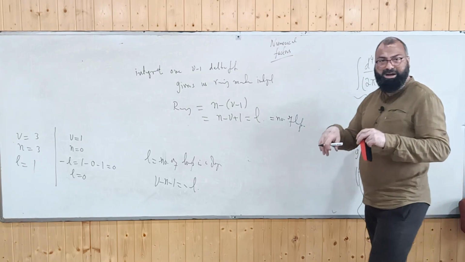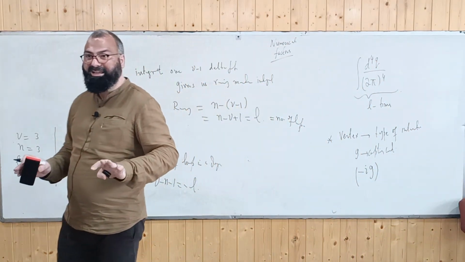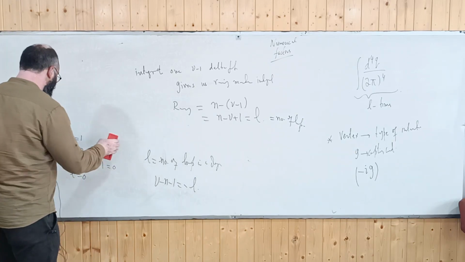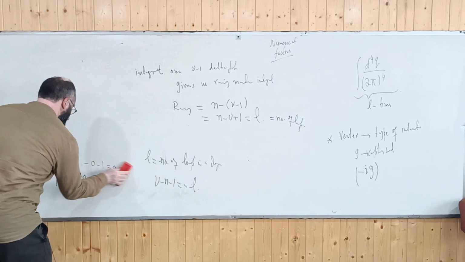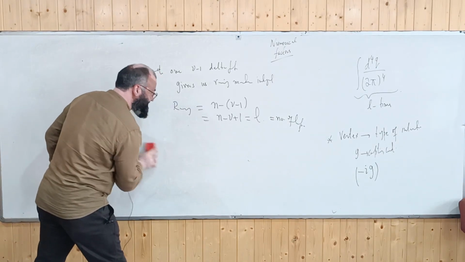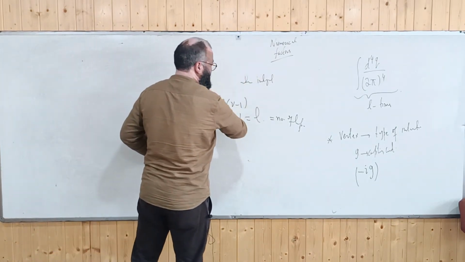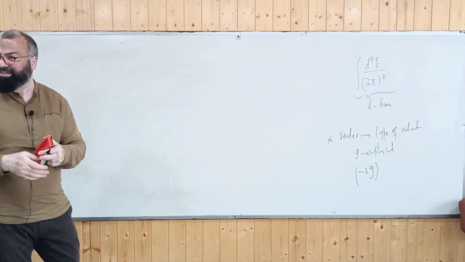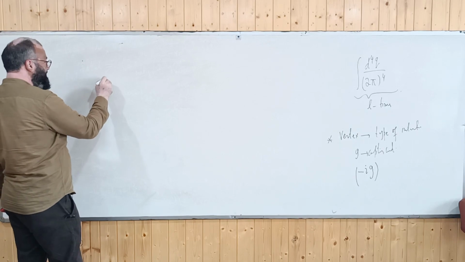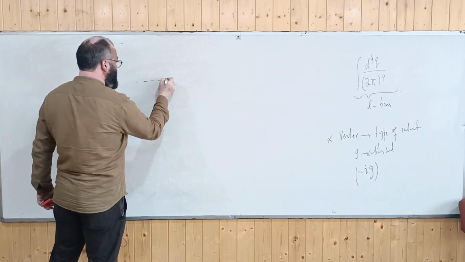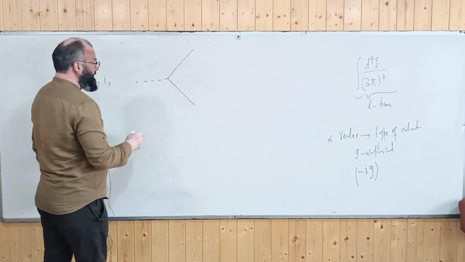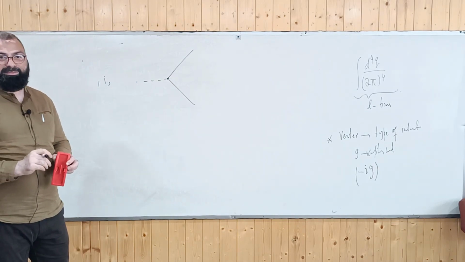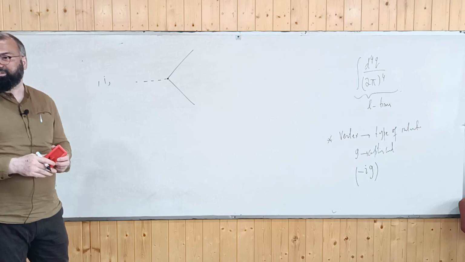Now let's try it without going into the detailed calculation. Let me give you a diagram and let's figure out the rules. Let's take this tree diagram, the same tree diagram, so that you can understand it. Let's take this diagram as an example. Now you need to specify which is a fermion and which is a boson.